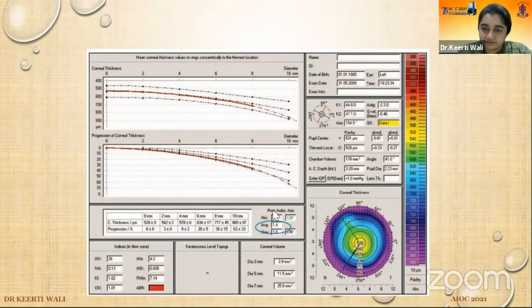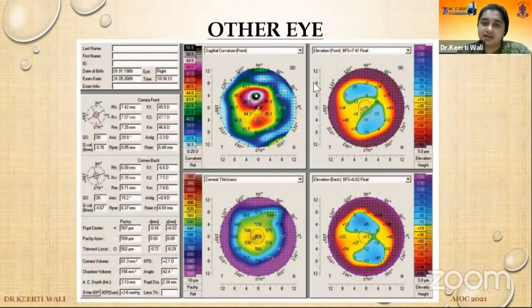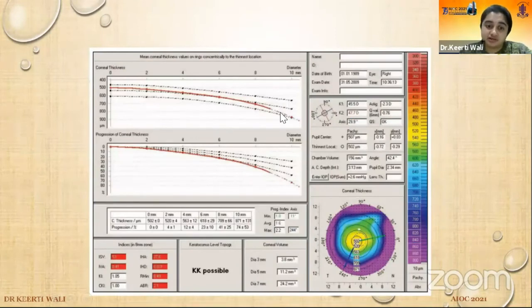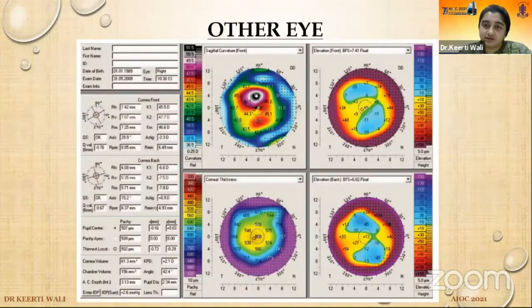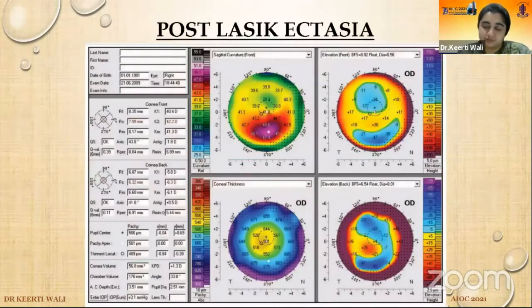So here you can see the average is very high, and when we see the topography of the other eye, this shows a clear-cut keratoconus with steep K values and the typical features, and the thinnest location is 502 microns. And on the Belin-Ambrosio curve, it indicates keratoconus, and the indices are all in the pathological range. So this case definitely needs treatment for keratoconus rather than a refractive procedure.